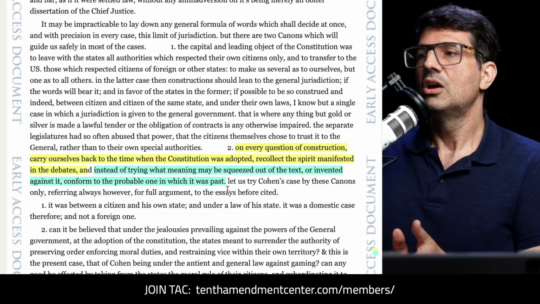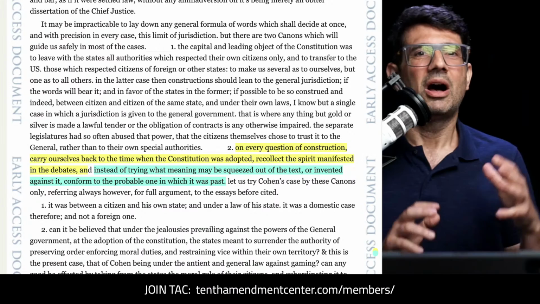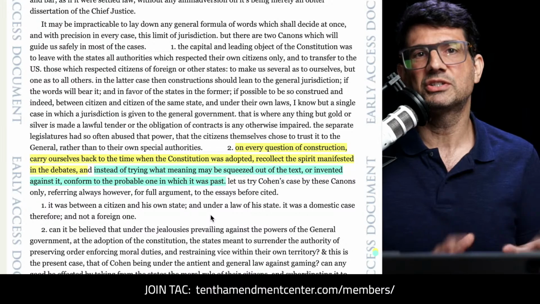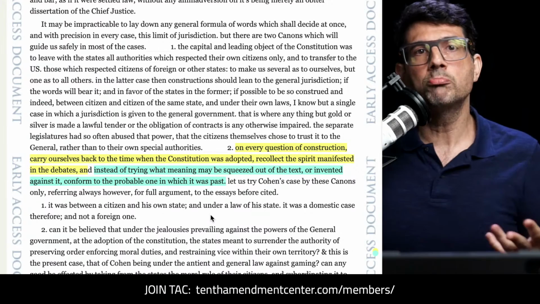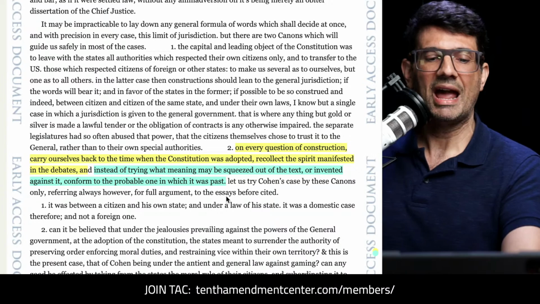So understand the way that the people understood it and then approve the document. Don't just look at the words themselves and try to squeeze what meaning might fit your own personal view, whether it's broad or narrow. You have to understand what the ratifiers understood.